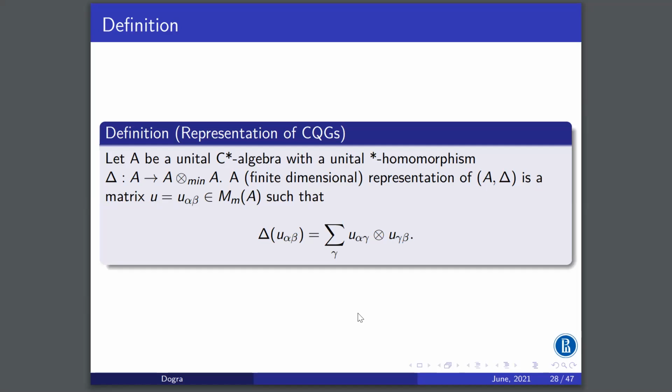So now we define the concept of a representation. If we start off with a unital C-star algebra with a co-multiplication delta, then a finite dimensional representation, first of all, has a matrix form, and it is given as this expression. So the co-multiplication takes the matrix elements to the linear combination of their tensors. Again, it's just the definition of how the co-multiplication was given for a compact matrix quantum group.